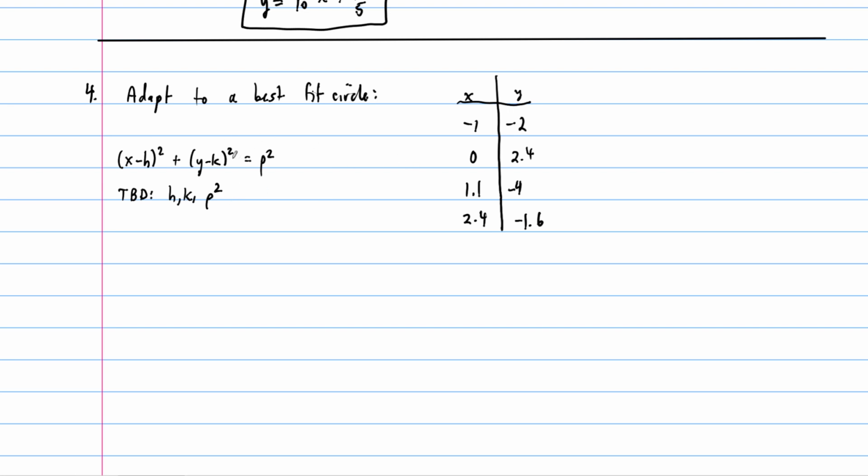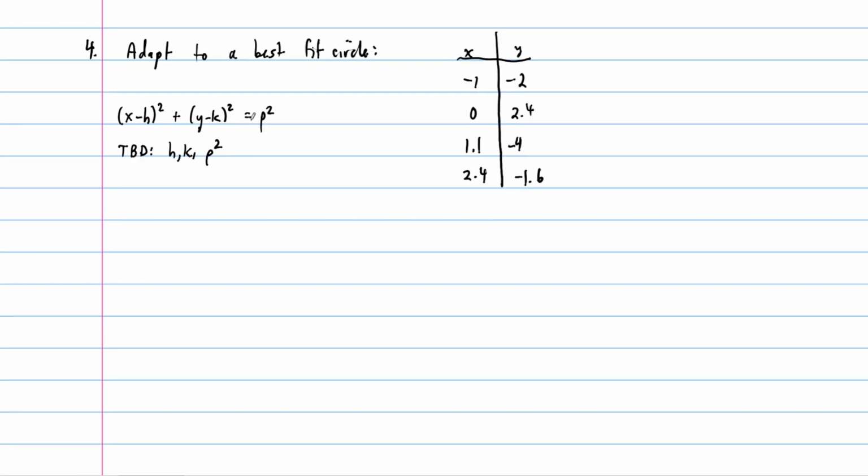But to do that, we have this nonlinear equation. We need to find a linear equation that's going to work for us, right? So let's take this equation and multiply out the left-hand side. The left-hand side is going to say x squared minus 2x times h plus h squared plus y squared minus 2y times k plus k squared equals rho squared.